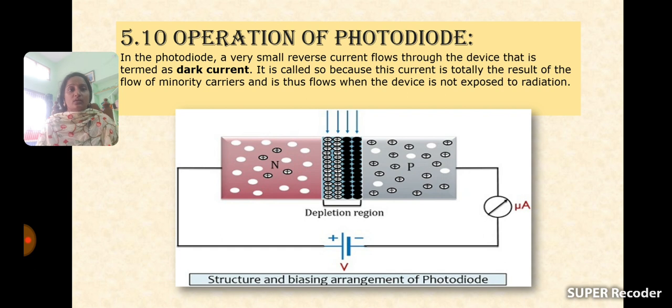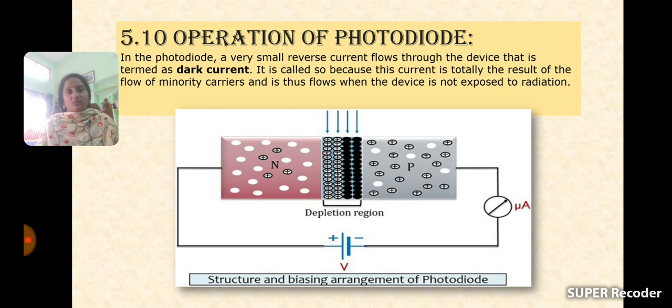In the photodiode, a very small current flows through the device, which is termed the dark current, because this current is totally the result of the flow of minority charge carriers only. When the device is not exposed to radiation, if you are getting a small fraction of current that is only due to the minority charge carriers, then that is called what? Dark current.